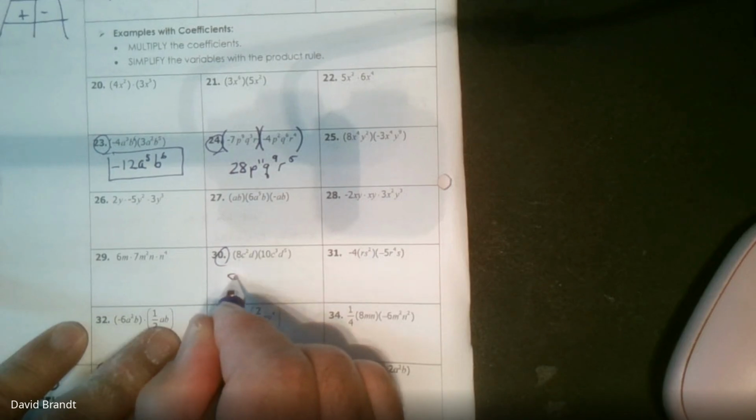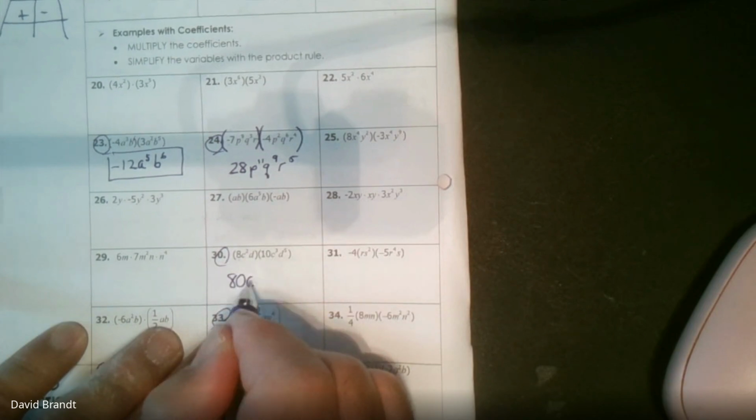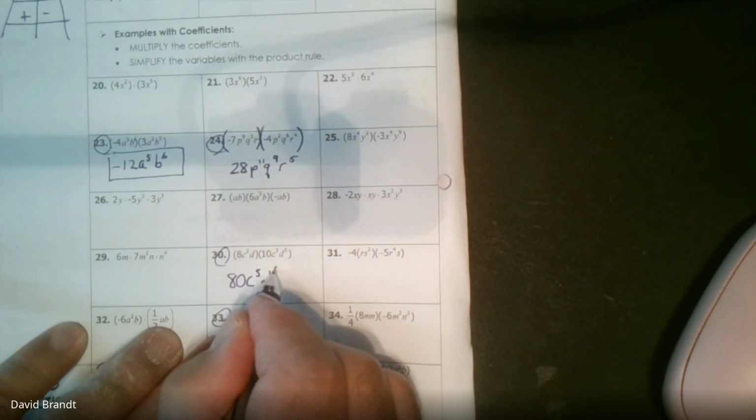Number 30. All right, that's an 8 and a 10. Multiply the coefficients. That is 80. And then the c's, that's a 2 and a 3. That would be c to the 5. You add the exponents. That's a d^1 and a d^5, and that would be d^6.